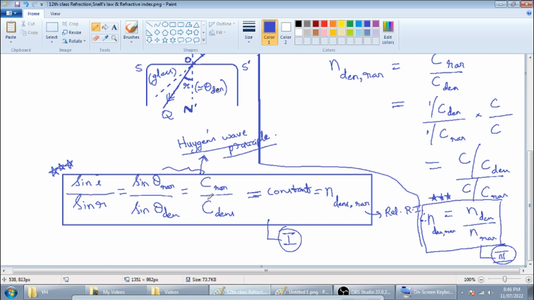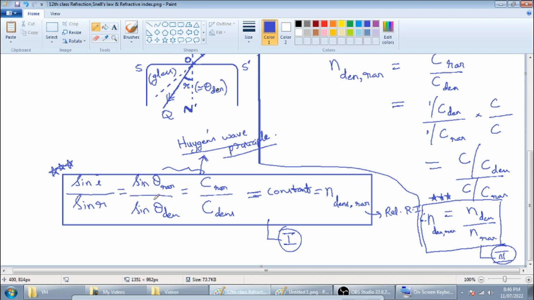Now Snell's law: Snell found out that the ratio of the sine of the angle in the rarer to the sine of the angle in the denser medium is constant. Why it's constant we have already seen. It's entirely based on Huygens' wave principle, because of this relation between the angles and the velocities of light. Because the velocities of light are constant, the ratio will have to be a constant. Now this is defined as what? The refractive index of denser with respect to rarer.